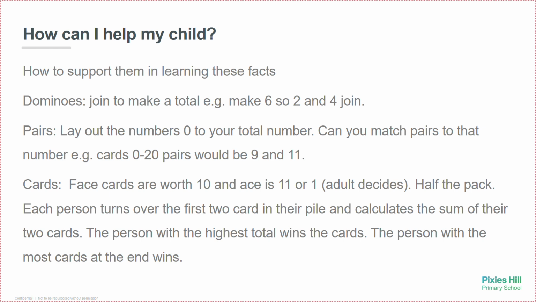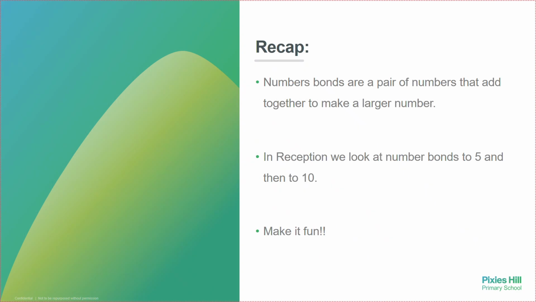How can you help your child at home? You could play games using dominoes. So can you make a total of, for example, 6? So you would need to join a 2 and a 4. You could play pairs, so lay out number cards. Think of a number. Can you find all the ways to make that number? And playing with cards is a great way to work on the children's number bonds.